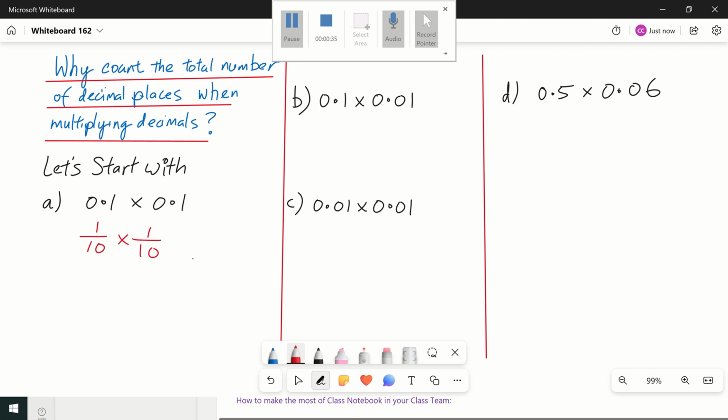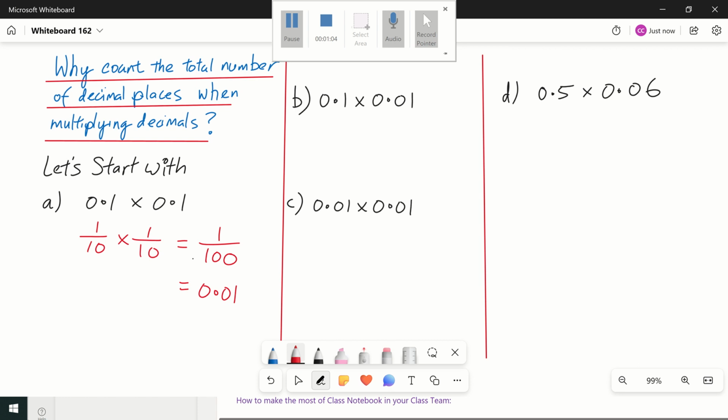So what is 1/10 of 1/10? 1/10 of 1/10 is 10 times smaller than 1/10. And in fact, as a fraction, that becomes 1 times 1 over 100. Now 1 over 100 as a decimal is 0.01.